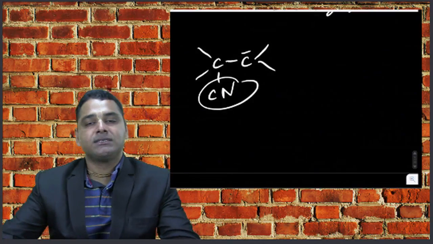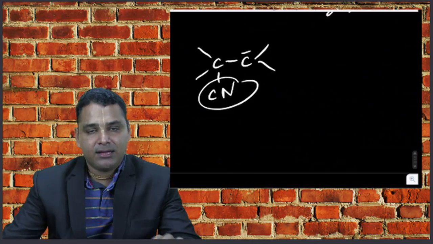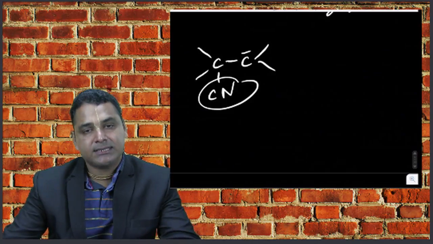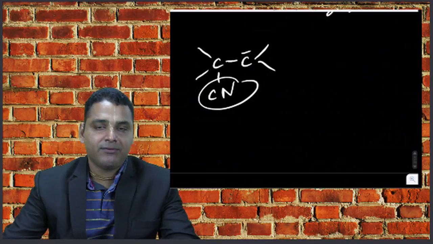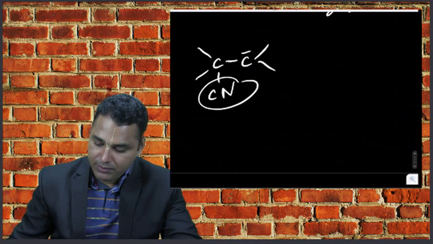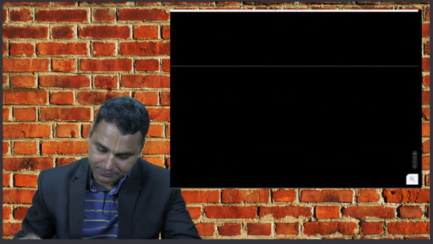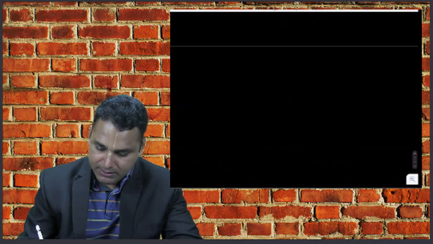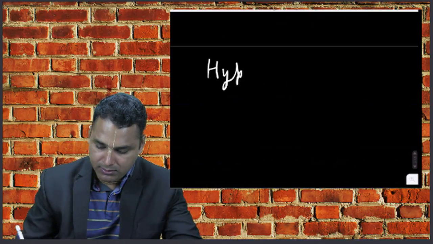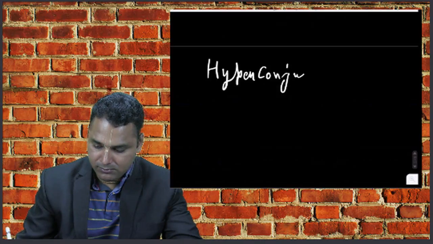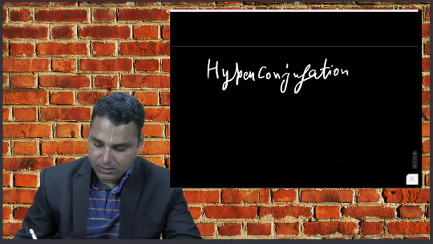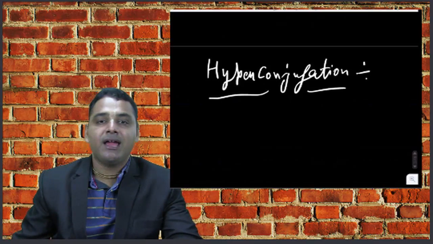So we have discussed the plus R effect, minus R effect, the resonance effect, then the electromagnetic effect, positive electromagnetic effect, and negative electromagnetic effect. So we will move further and take up a very important topic, that is hyperconjugation. What is hyperconjugation? We'll try to understand it.